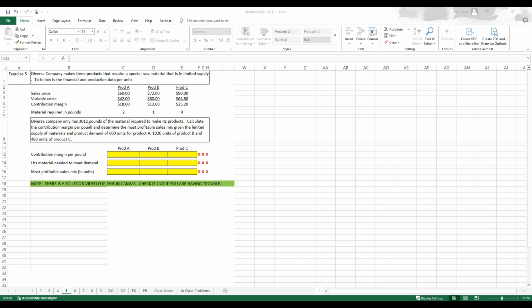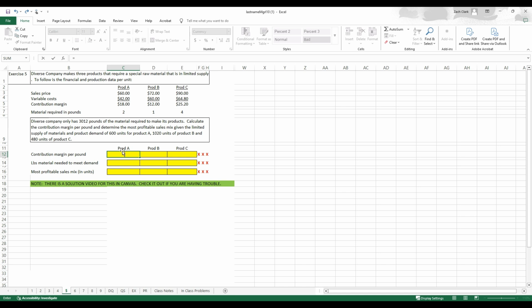We only have 3,012 pounds of the material required to make the products, so it's not unlimited. And we need to calculate the contribution margin per pound and determine the most profitable sales mix given the limited supply of materials and the product demand of 600 units for A, 1020 for B, and 480 for product C. So the first part's pretty easy.